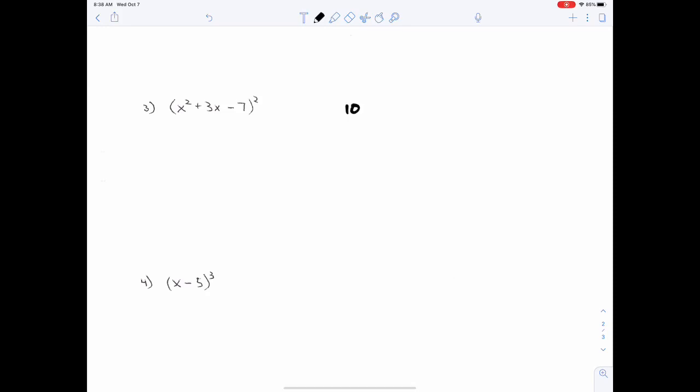10 plus x, over 5. Can I cancel the 5 and the 10? No. Why? Because there's a plus sign. But what if it was 10 times x plus 5? Can I cancel the 5 and the 10? Yes. Why? Because there is no plus sign.